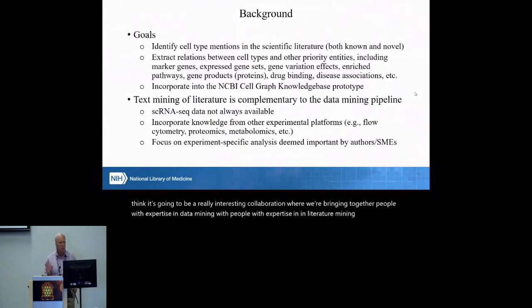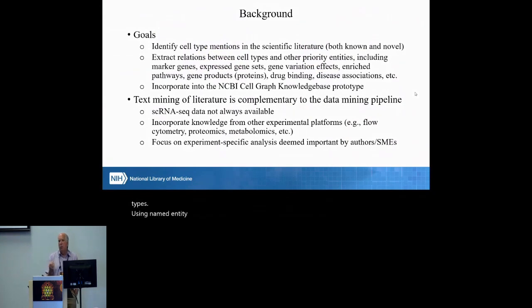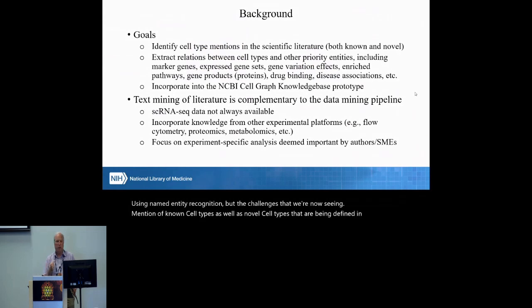So I think the goal of this part then is to be able to go into the scientific literature and identify mentions of cell types using named entity recognition. But the challenge is that we're now seeing mention of known cell types as well as novel cell types that are being defined in these kinds of single cell experiments. So the first challenge is to be able to extract information about novel cell types from the literature.